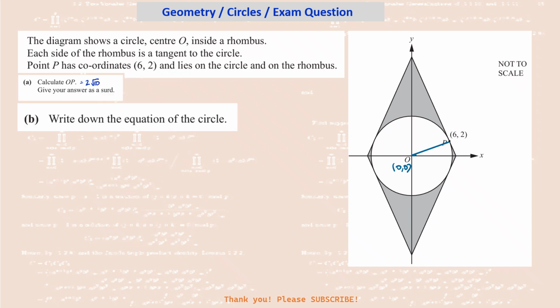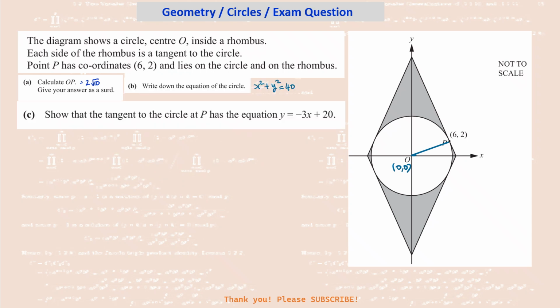We next do part B. Write down the equation of the circle. So the equation of the circle with center (0, 0) would be (x - 0)² + (y - 0)² equal to the radius squared. In this case it's root 40. So obviously the equation is going to be x² + y² = 40. And then we need to show the tangent to the circle at P has this equation.